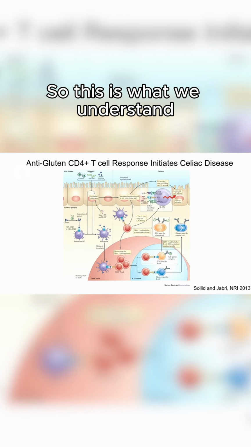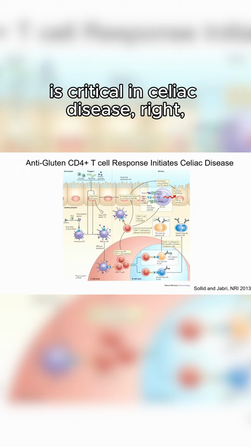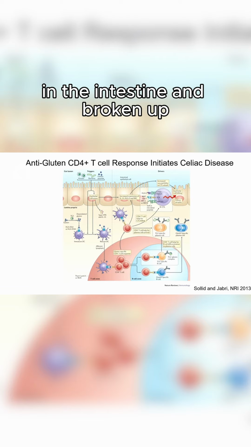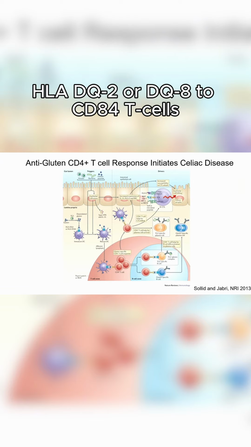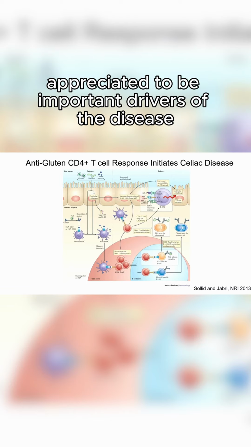So this is what we understand currently about celiac disease. And we know that the CD4 T cell is critical in celiac disease, right? So we know that dietary gluten is processed in the intestine and broken up and presented by antigen-presenting cells only on HLA-DQ2 or DQ8 to CD4 T cells. Now, the CD4 T cells are well appreciated to be important drivers of the disease.